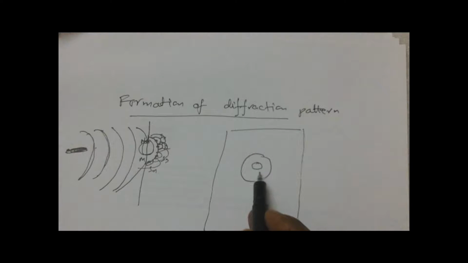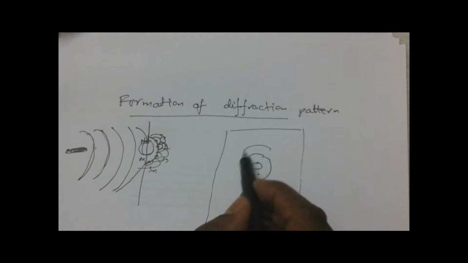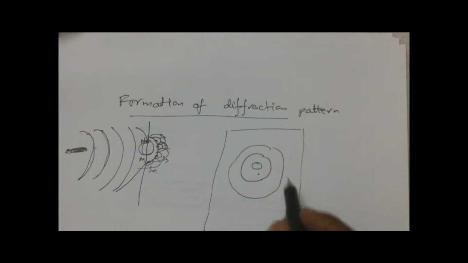first dark, second bright, third dark, again here bright, again dark, like this continuously bright, dark fringes happen.